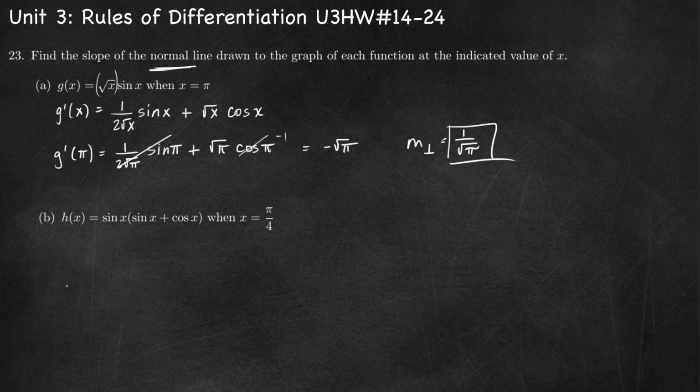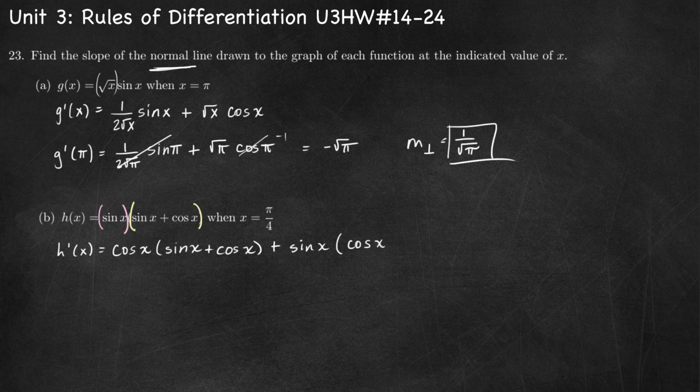Part B, h of x equals sine x times sine x plus cosine x. So I'm going to use the product rule to take the derivative. My first factor is sine x. My second factor is sine x plus cosine x. So my derivative, h prime of x, equals derivative of first is cosine x times the second, sine x plus cosine x, plus the first, sine x, times derivative of the second. The derivative of sine x plus cosine x is cosine x minus sine x. We're going to evaluate this at pi over 4.